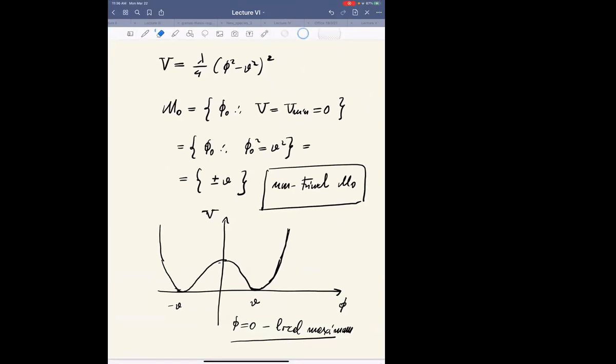You choose one point, okay, phi zero. It should not matter which one you choose. Let's take phi zero to be plus V. You can take minus V and you will see that you get the same result. And you will study the behavior of the system that moves around this minimum.